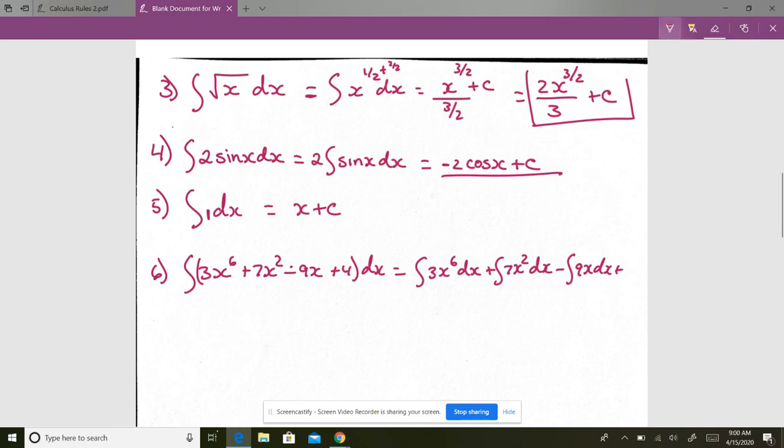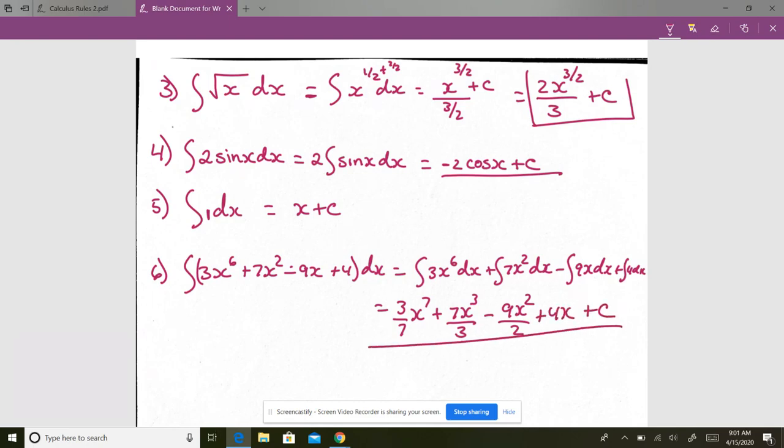I got room here. Plus 4 dx. And then there's each one separately. You don't have to pull the 3 out. You can just go x to the 6, add 1 is x to the 7, divided by 7. It's 3 over 7, x to the 7, plus add 1 to this 2, 7x cubed divided by the new exponent, minus 9x squared over 2, plus 4x, and always remember your plus c.